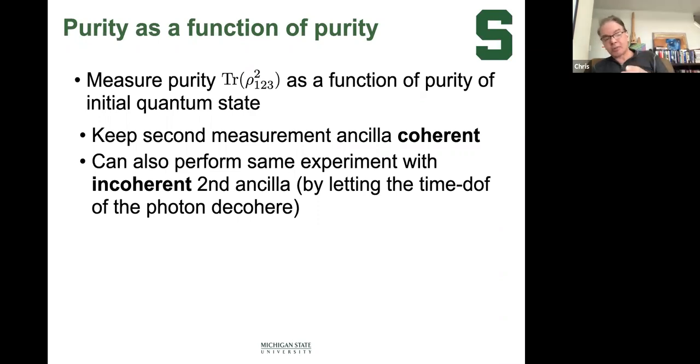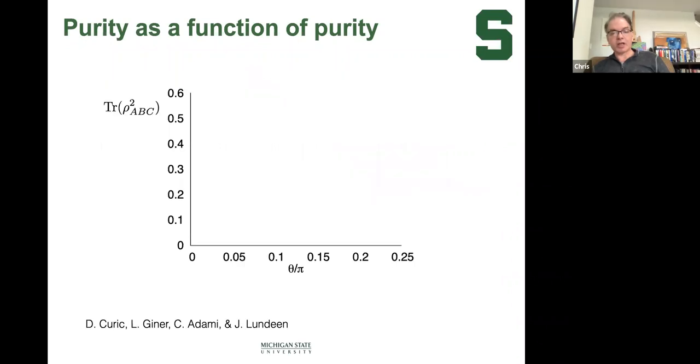In other words, we can do this experiment where we are keeping the second measurement ancilla coherent, and then repeat it where we are letting the second measurement ancilla decohere. And if you remember, if I let the second measurement ancilla decohere, I should recover the collapse picture. But if I can keep it coherent, I should be able to show that the result is quite different. So first of all, I'm giving you the theoretical result for the purity of the detector system as a function of the purity of the initial state.